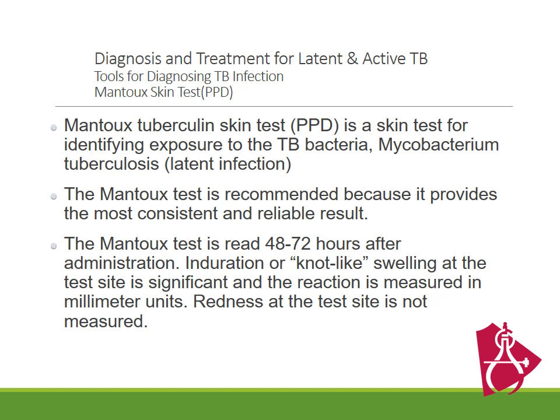The skin test (PPD). The tuberculin skin test (PPD) is a skin test for identifying exposure to the TB bacteria, Mycobacterium tuberculosis, latent infection. The test is recommended because it provides the most consistent and reliable result. The test is read 48 to 72 hours after administration. Induration, or swelling, at the test site is significant and the reaction is measured in millimeter units. Redness at the test site is not measured.